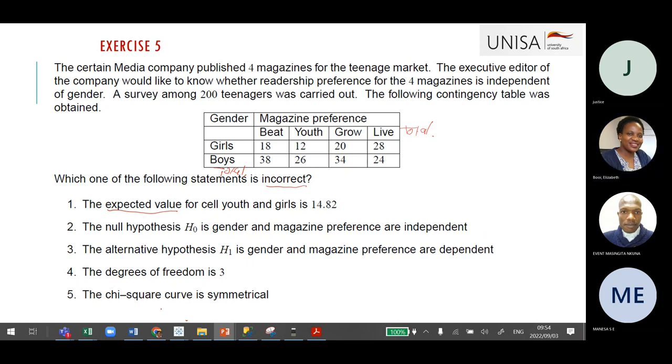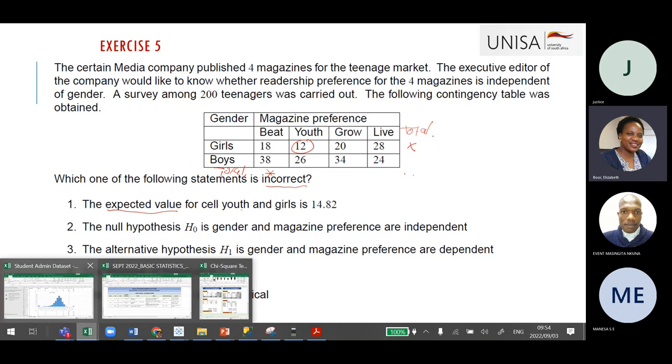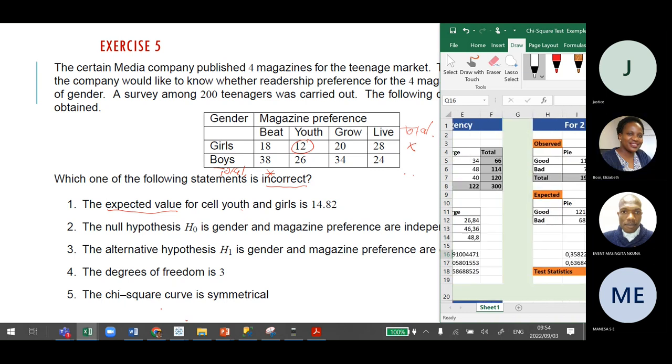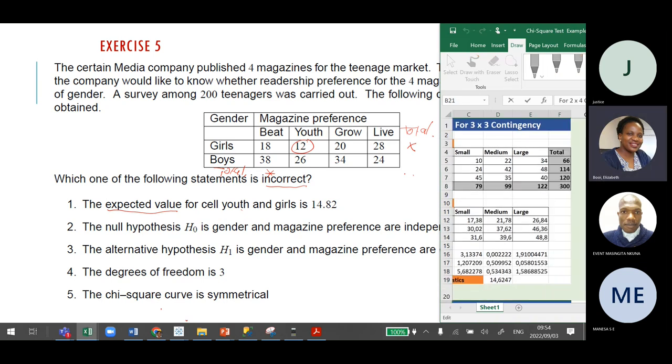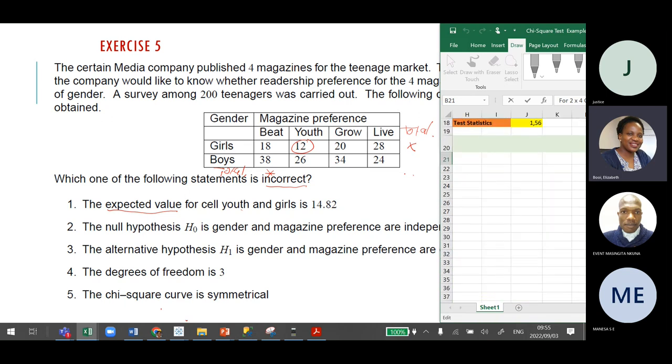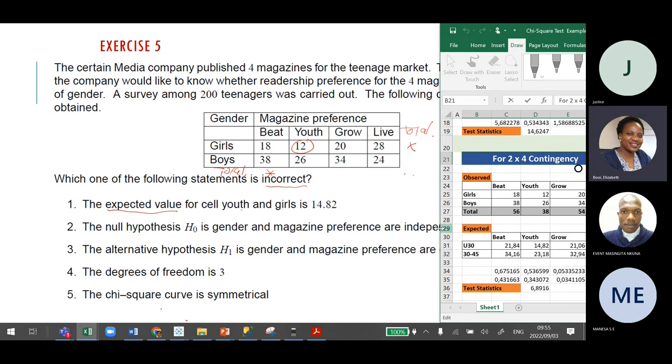So let's look at the question. Which one of the following statements is incorrect? To calculate the expected value of youth and girls, which is 12, we need the row totals times the column totals divided by the grand total. So we can go to our contingency table. Yeah, it's a 2x3 table. Sorry, it's a 2x1, 2, 3, 4. It's a 2x4, not 2x3. A 2x4 contingency table. And this is our table.